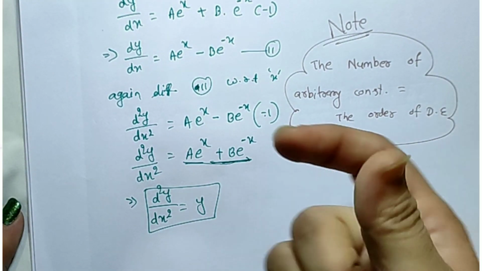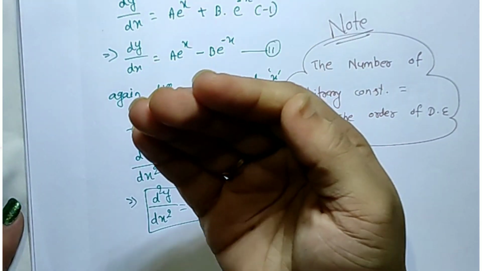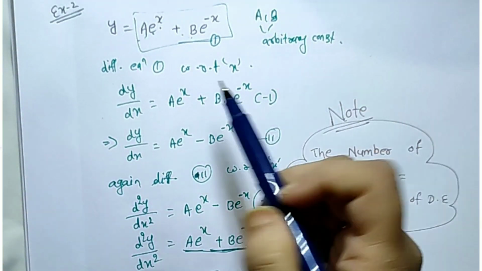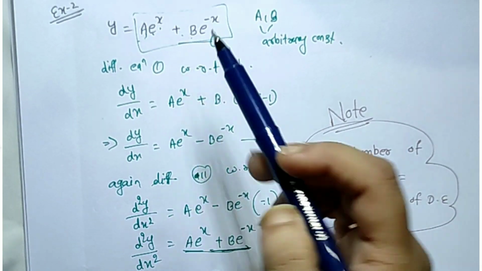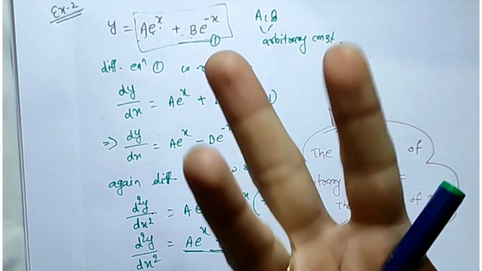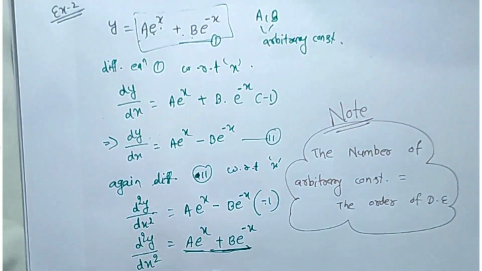The number of arbitrary constants is also a hint for you of how many times you are going to differentiate that equation. If you have two arbitrary constants, that means we have to differentiate twice. If we have three arbitrary constants, then we have to differentiate thrice.